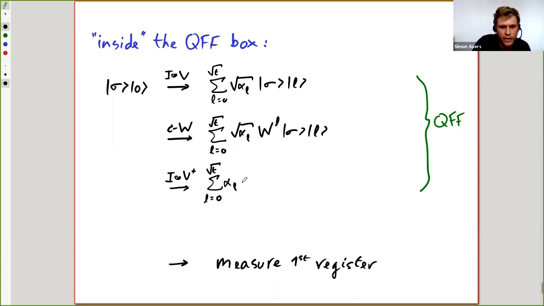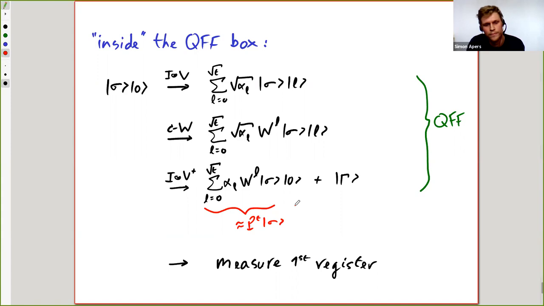What we get is an alpha L here, W^L sigma, and now we just get a zero register here plus some garbage, okay? And this entire sum here is basically equal to P to the power of t on sigma, okay? These alpha L's I'm not going to specify, they're related to the Chebyshev expansion of this operator, but it's not important to know what exactly they are. Good. So then we have this state, like I showed in the previous slide, and then we just measure the first register and find the marked element with constant probability.